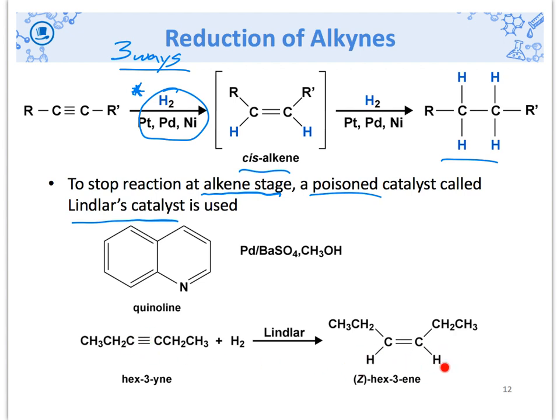With Lindlar's catalyst, you may take an alkyne and turn it into an alkene. But you'll notice it stops. You still see that cis addition, but it won't keep reacting, unlike the H2 with platinum, palladium, or nickel. So Lindlar's will stop at alkenes. It goes from alkynes to alkenes, and it gives a cis addition, so it gives a cis alkene, or a Z.